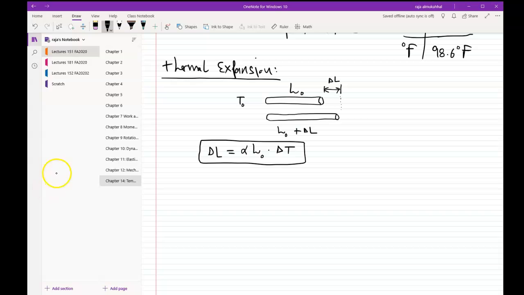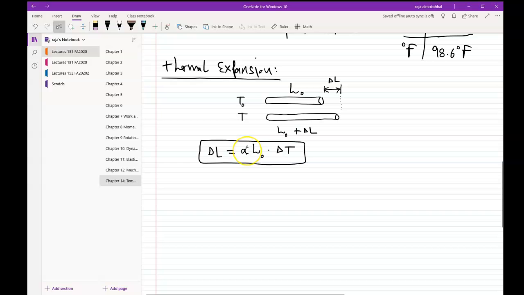So let's go back to the original rod. I have this rod, and it is at some temperature T naught, and there is the corresponding length L naught, and then I heat it up, and now it is at a new temperature T, assuming T here is greater than T naught, and as a result of that, the rod's length will increase by delta L. You see what I'm saying? So this delta L is the increase in the length of the rod, what we call the linear expansion.